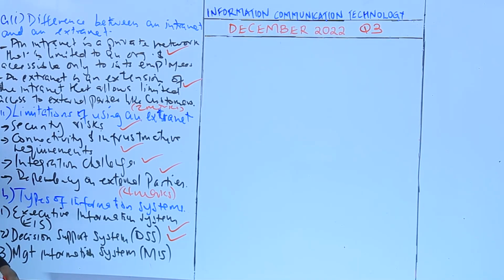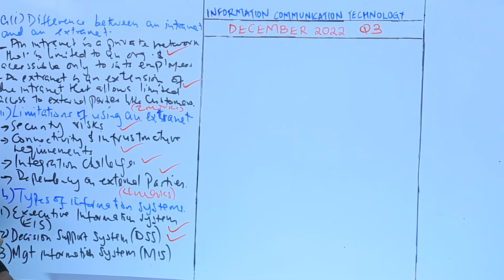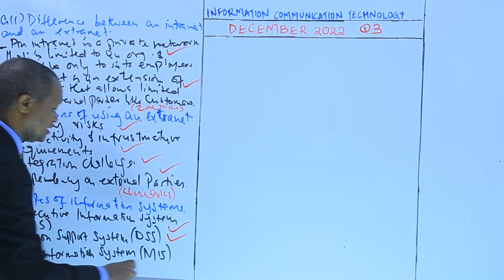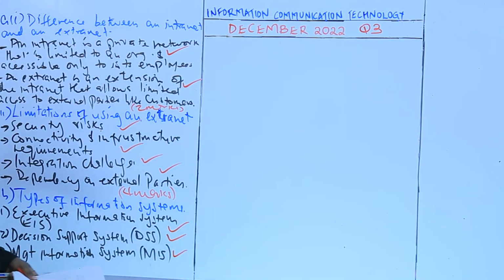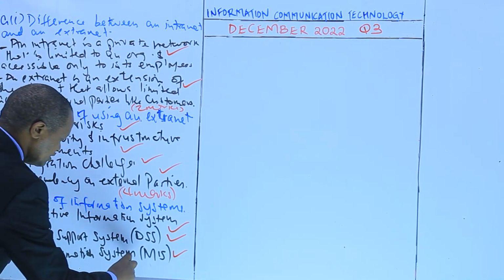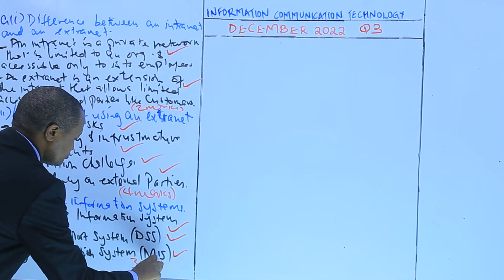It is a system that generates regular reports and provides the middle level managers with information for day-to-day operations, for, say, monitoring performance and making tactical decisions. Management Information System. These are 3 types of systems used by management. 3 marks.